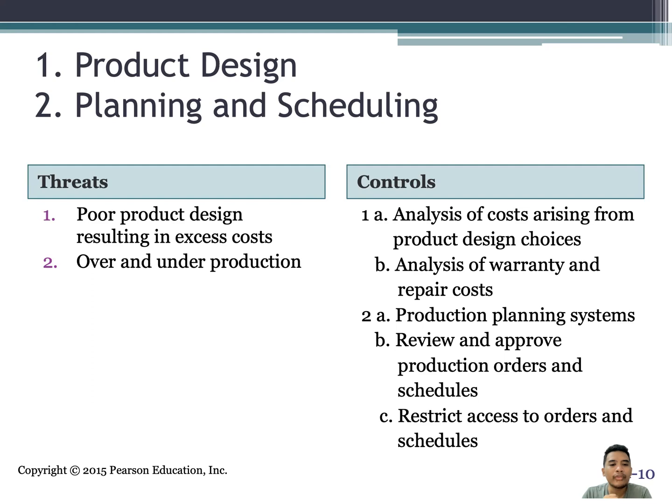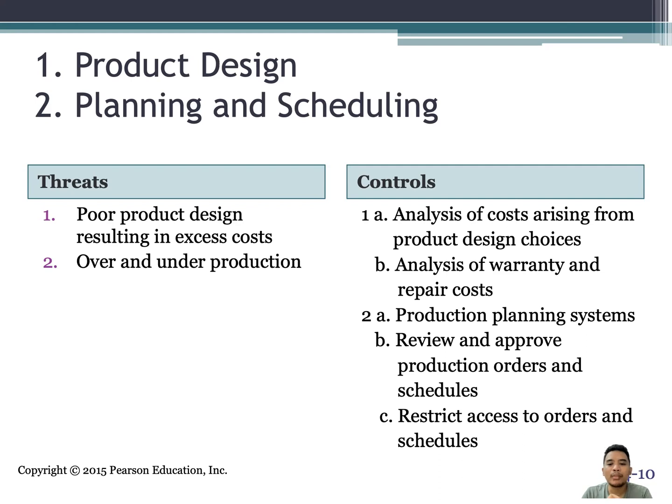And next is the over and under production. What are the common controls associated with mitigation of over and under production? We have number one, we need to have a production planning system, on which we will see based on the forecast. So that's why it is vital to have a sales forecast beforehand, before the production cycle.